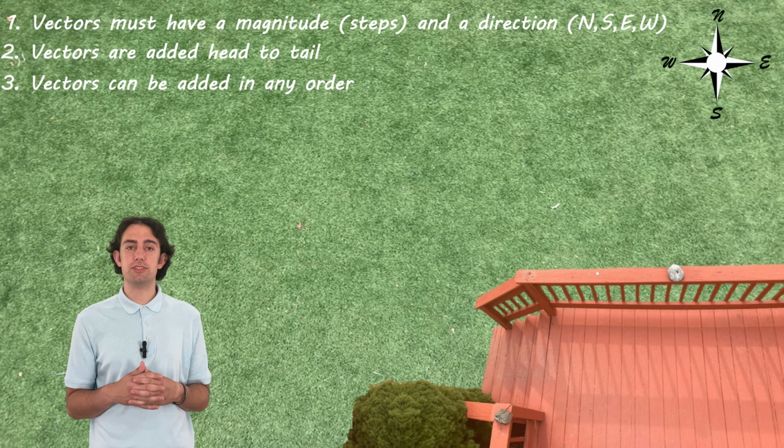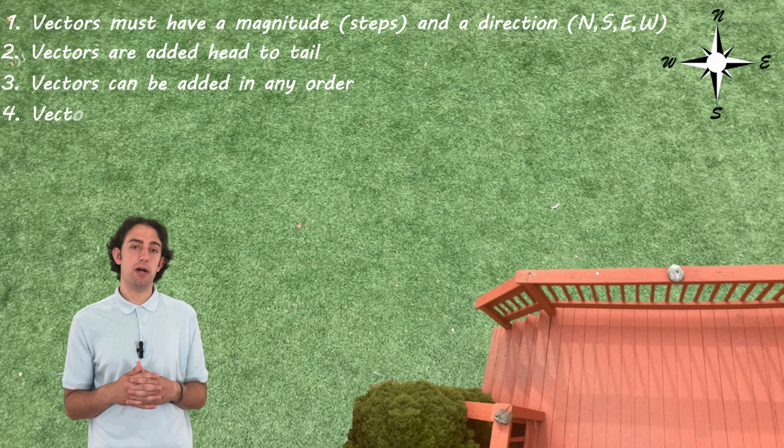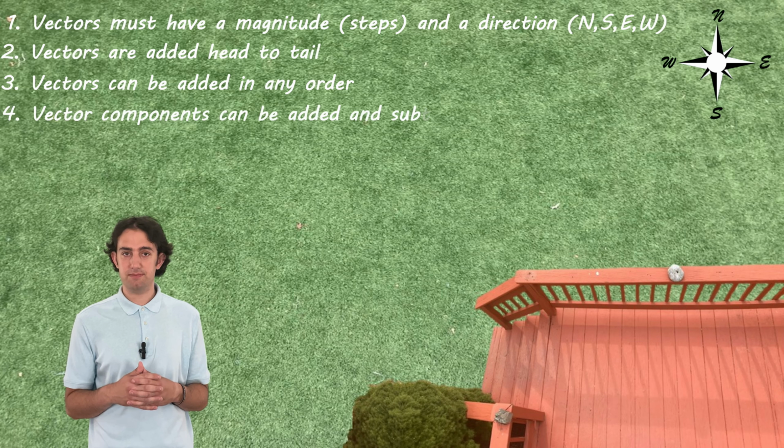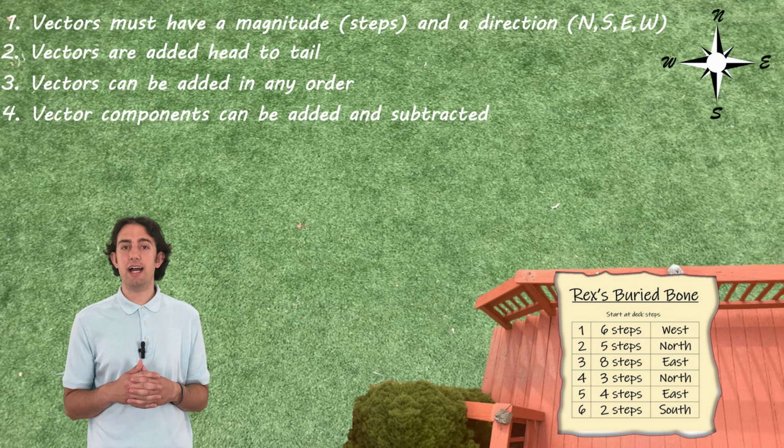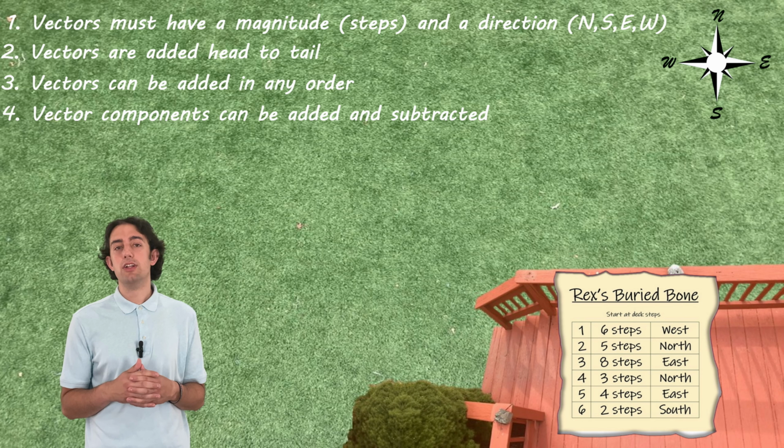The fourth and most important principle is that vector components can be added and subtracted. Vector components are the part of a vector that is solely along one axis. For this example, we will now add all of the vector components together. If you look at the map, there are 4 directions: north, south, east, and west. However, there are really only 2 axes. North and south are opposites, as are east and west. In math or physics terms, east-west is the x-axis, and north-south is the y-axis.